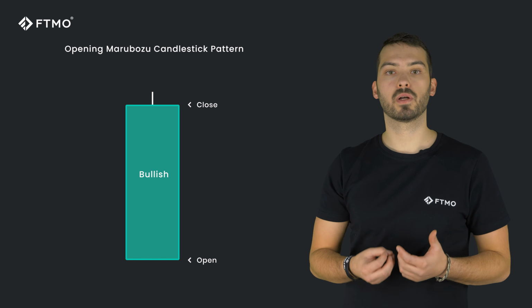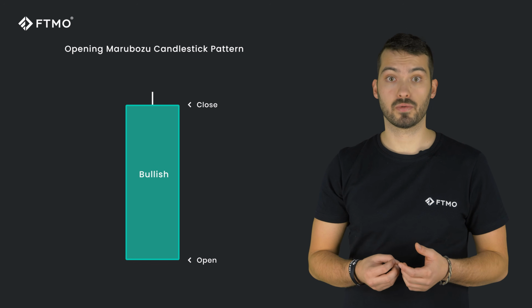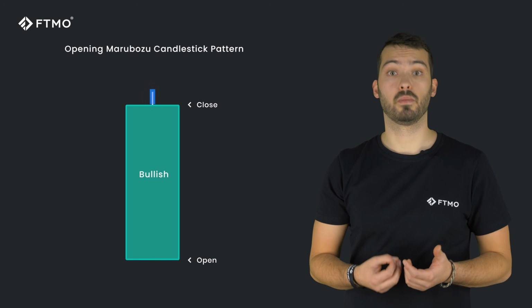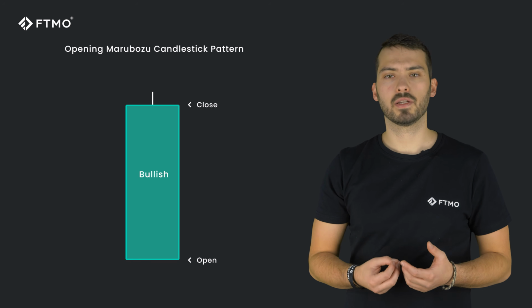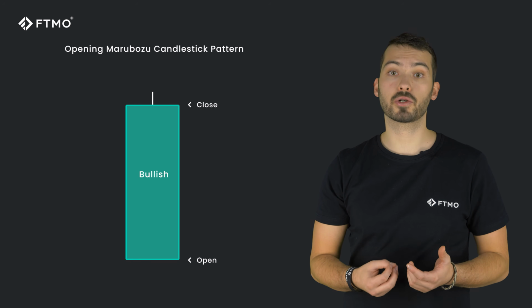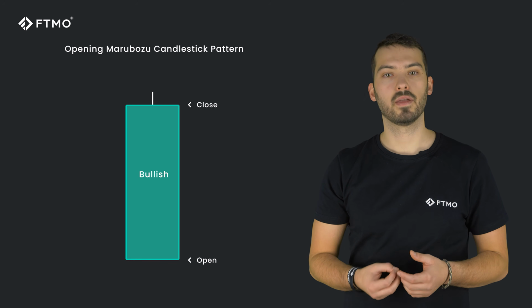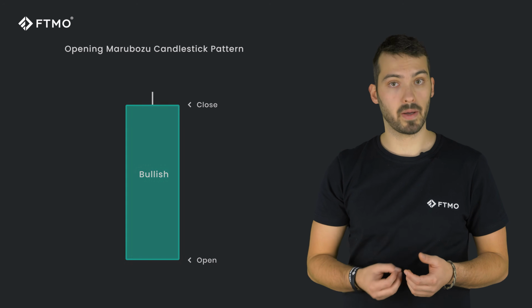Opening Marubozu candlestick pattern. The last Marubozu candlestick we will cover is the opening type Marubozu. Bullish opening Marubozu has a small upside wick. It gives us bullish signals in the market. It shows us that buyers took control straight from the open, and even though they met some sellers at the top, the bullish bias prevails.